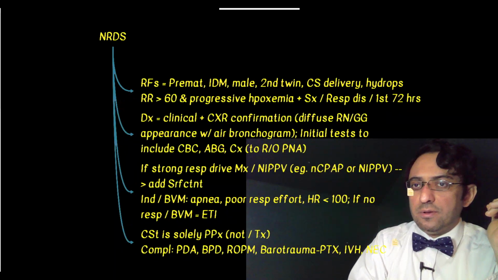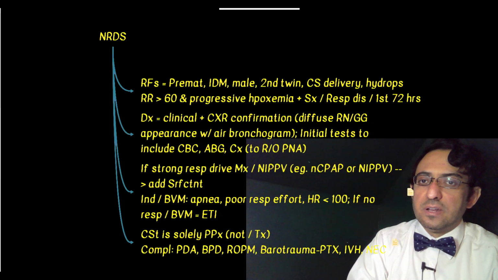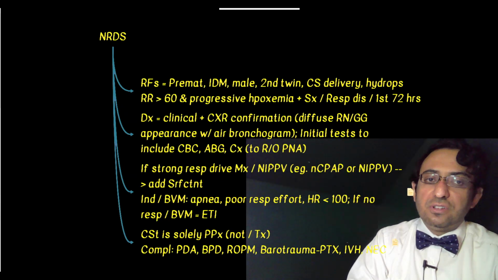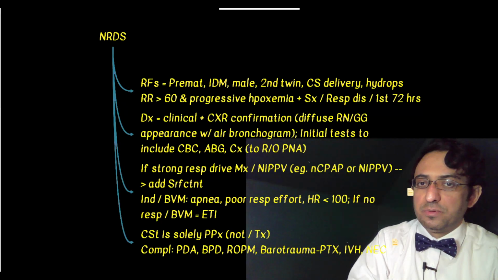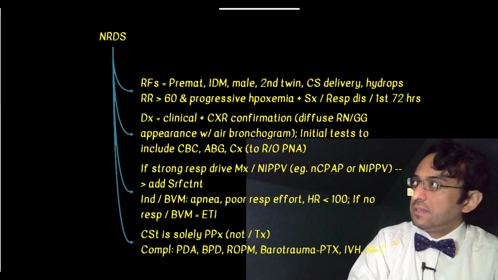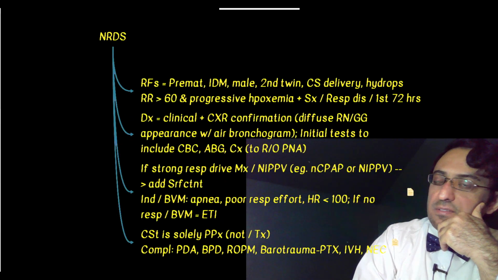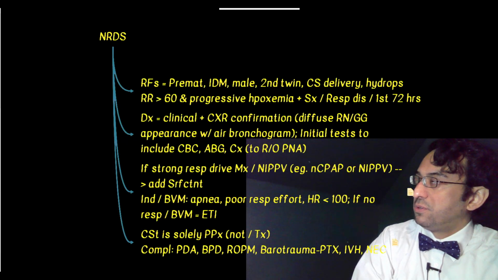Beginning with neonatal respiratory distress syndrome, the first question is, what are the risk factors of NRDS? Risk factors are not only the well-known prematurity, but male infant, infant of diabetic mother, second twin, C-section delivery, and hydrops fetalis. What clinical findings, clues, suggest that we should initiate the workup and management for the diagnosis of neonatal respiratory distress syndrome?